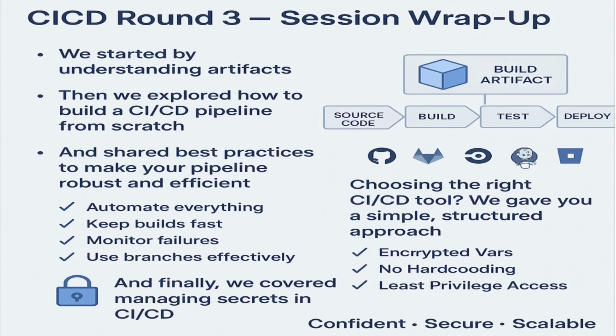And that wraps up round 3 of our CI/CD deep dive. In this session, I tackled some of the most practical and technical aspects of real-world DevOps. I started by understanding artifacts, what they are, how they're used, and why they're crucial to the pipeline. Then I explored how to build a CI/CD pipeline from scratch, from planning to implementation, and broke down its structure, stages, and key steps. I also shared best practices for making your pipeline robust, efficient, and secure, whether you're scaling up or just getting started.